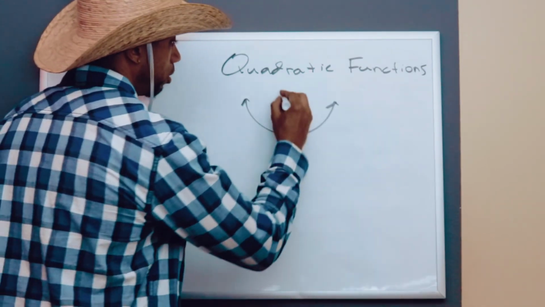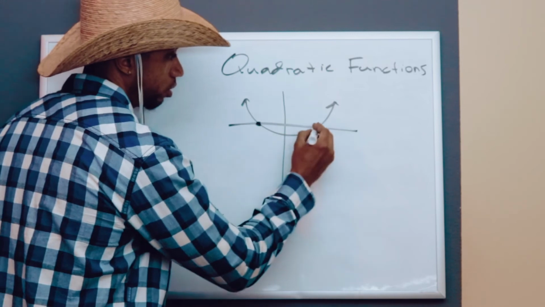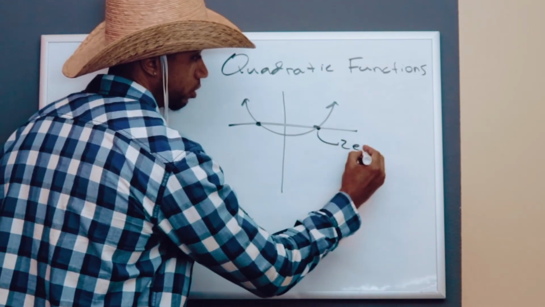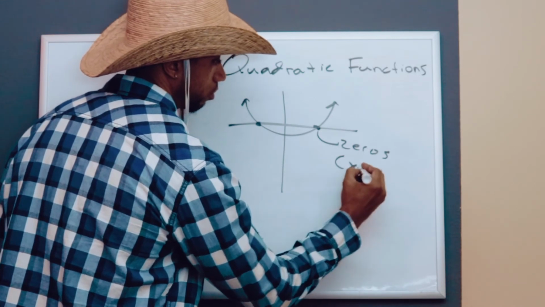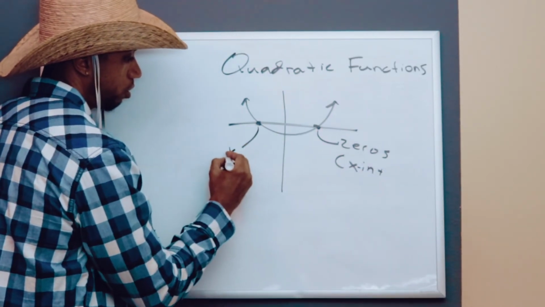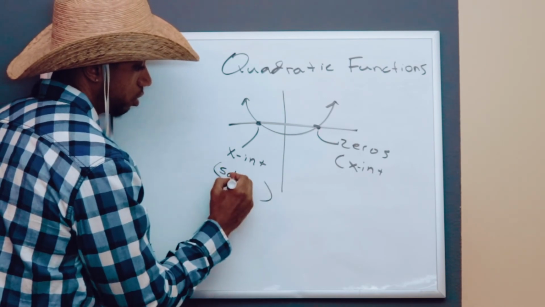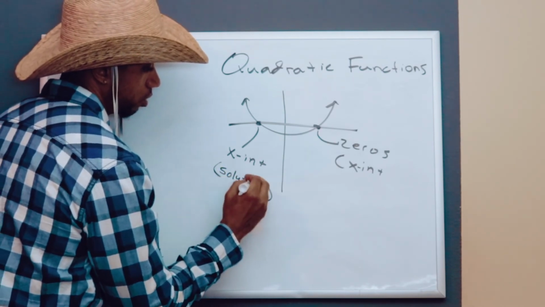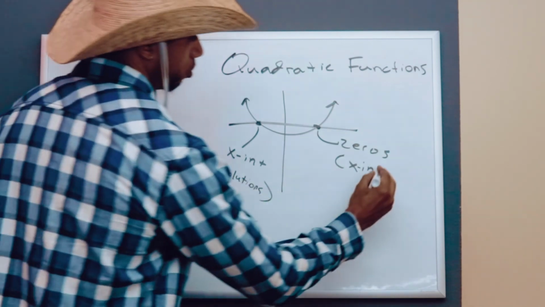Okay, let's say you've got your parabola on the graph. This point right here and this point right here are known as zeros or x-intercepts. Sometimes they call them solutions. They could also be known as solutions, or x-intercepts, or zeros.